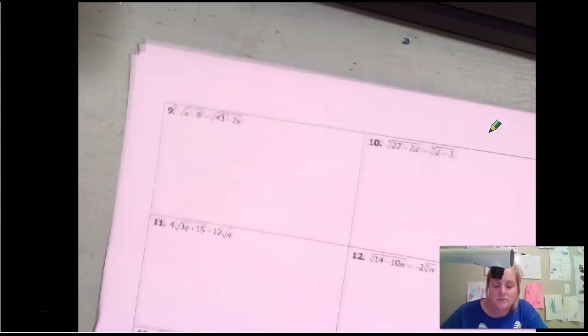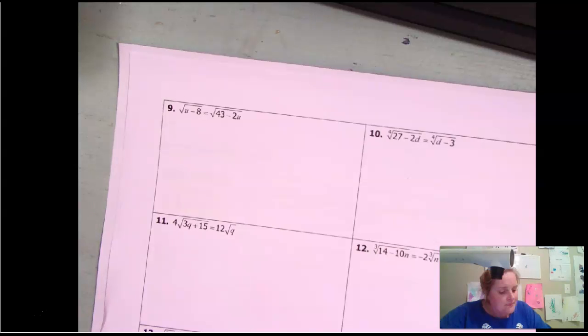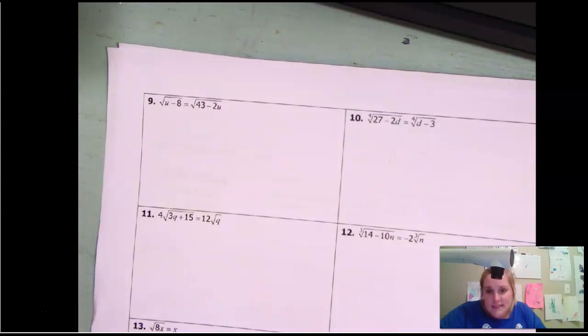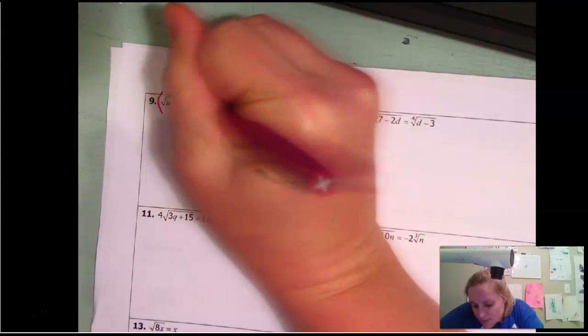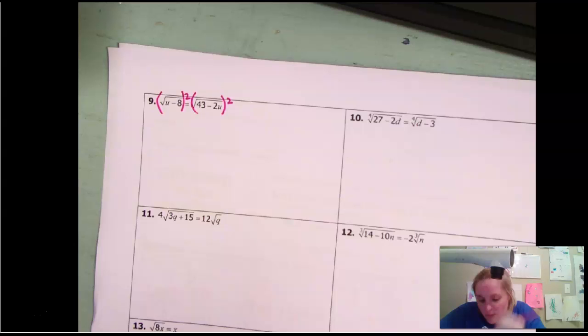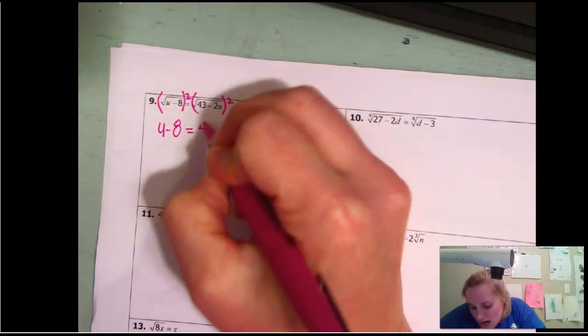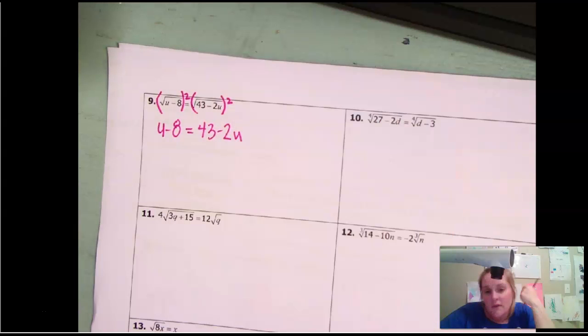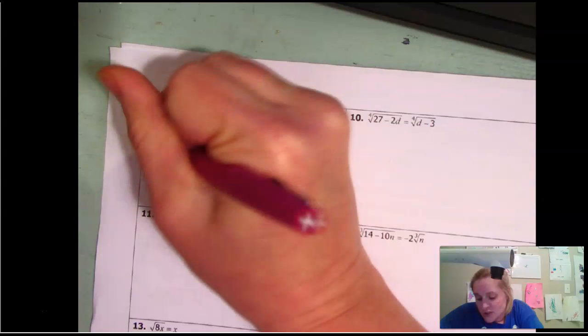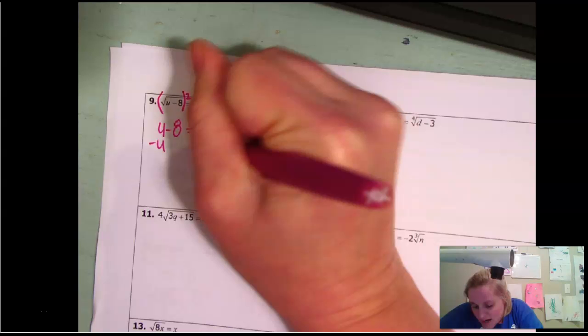Okay. Now, if you look at number 9, number 9 has a radical on both sides. So since it has a radical on both sides, what we need to do is get rid of that radical. So I'm going to square both sides, because whatever you do to one side, you have to do to the other. And in this case, it's going to cancel out both of those radicals. And so now you're just back in Algebra 1. You got to get your like terms together. So I'm going to subtract u. I'm going to subtract 43. So my u's cancel, my 43's cancel.